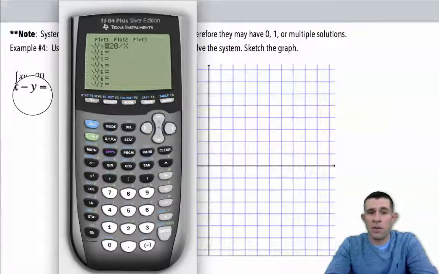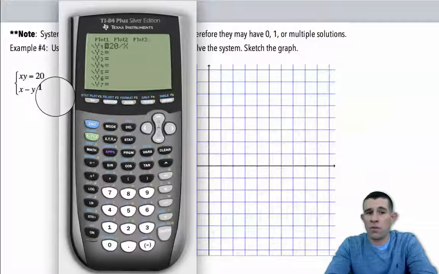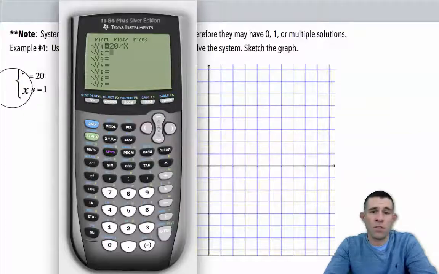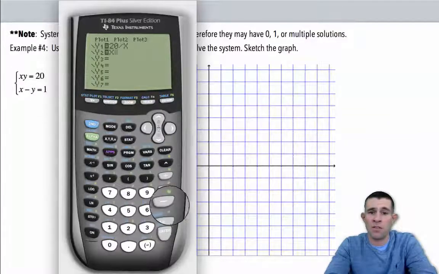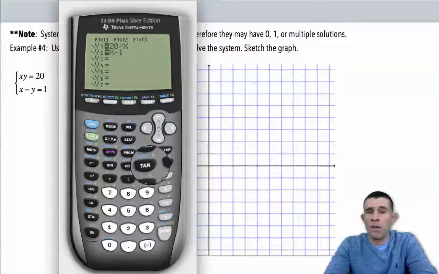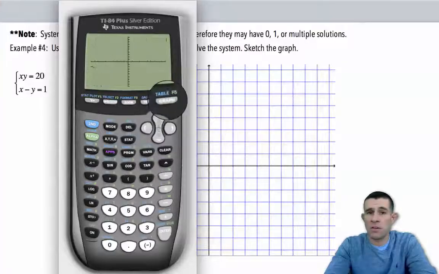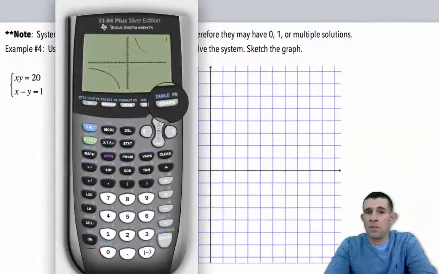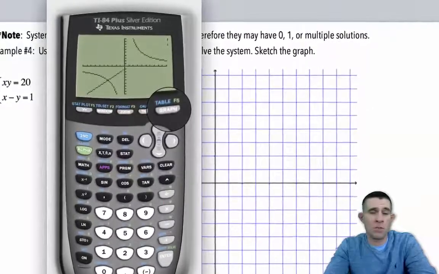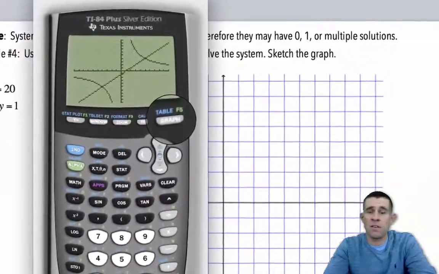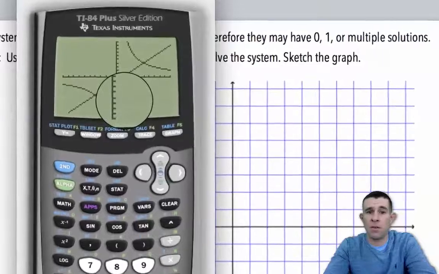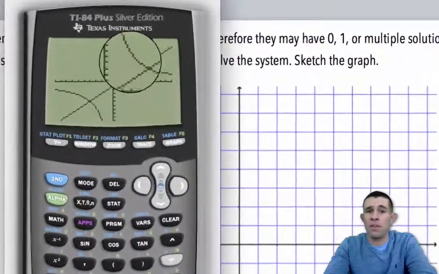For our next equation, we need to get y by itself by adding y over to the right side and moving 1 over to the left. So that equation is x minus 1. Now we have our two equations. We can go check out our graph. We see we have a graph of a hyperbola, which is the 20 over x, and there's our linear graph, x minus 1. All right, now we want to find the intersection point.